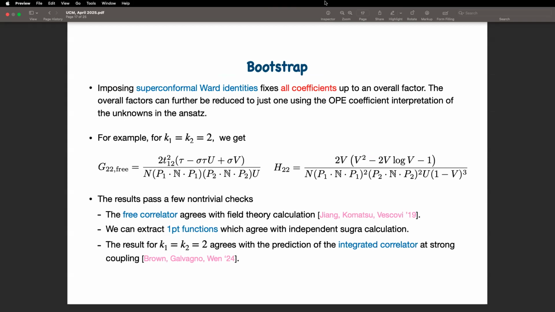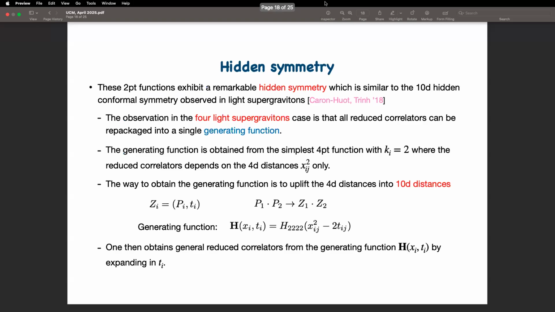Okay, and finally, let's go back to this integrated correlator. You can take these results, which correspond to k1 equals k2 equals 2, and then take the strong coupling limit. You find the answer is precisely the same as taking our H22 and integrating with the measure they gave. Okay. So that's the result and how it's checked against other independent calculations.